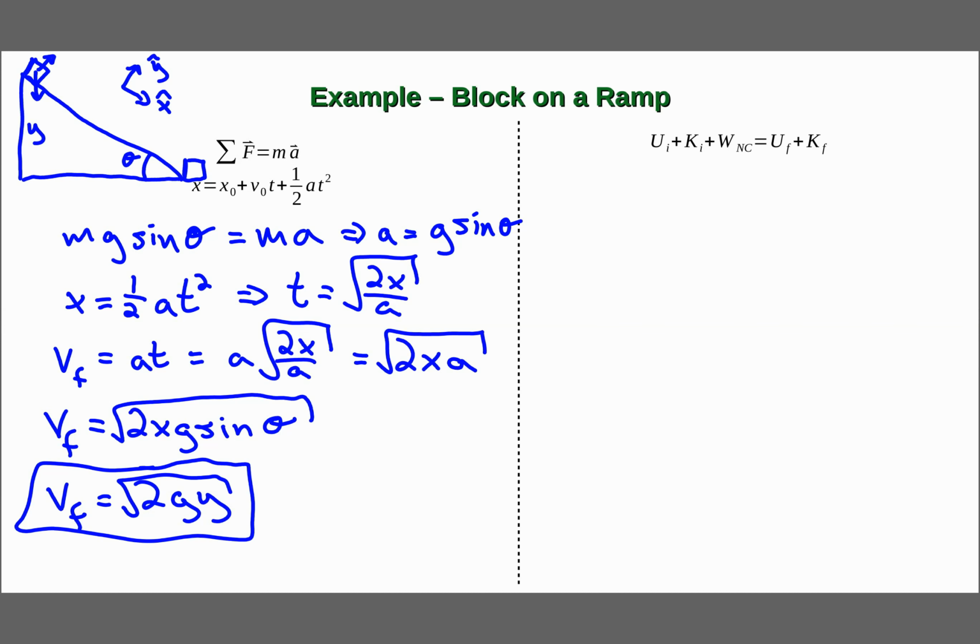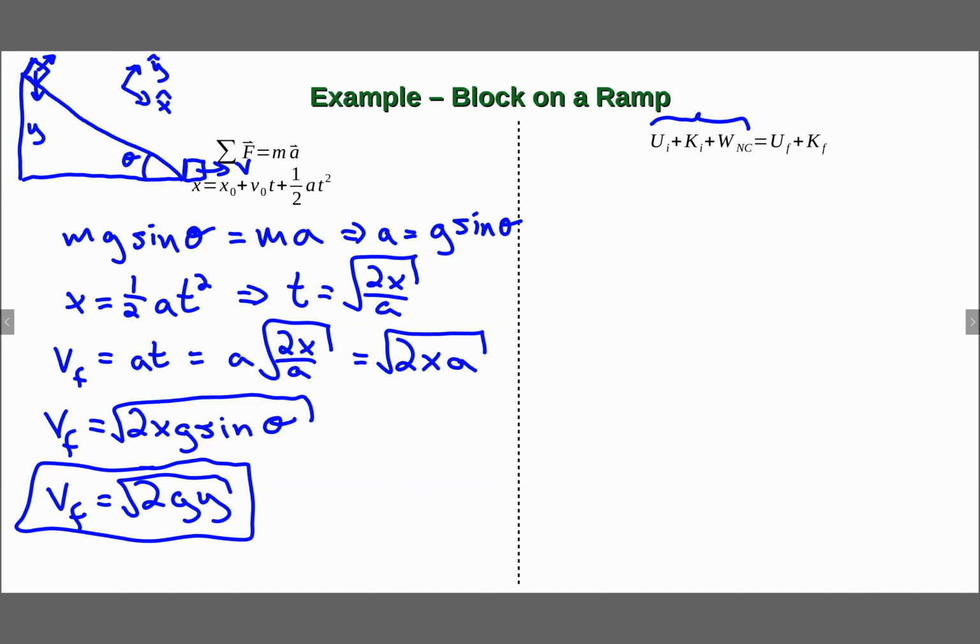If we solve this with conservation of mechanical energy, we start with this equation here. And then I say, okay, what's initial and what's final? Well, initial is the block sitting at the top of the ramp. Final is the block down at the bottom of the ramp with some velocity, v. So initially, I have this side over here.